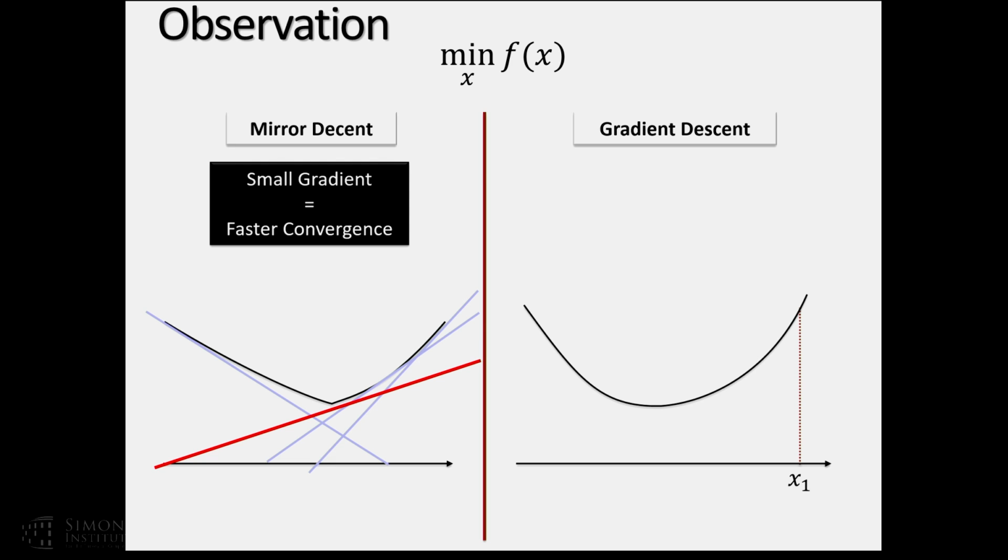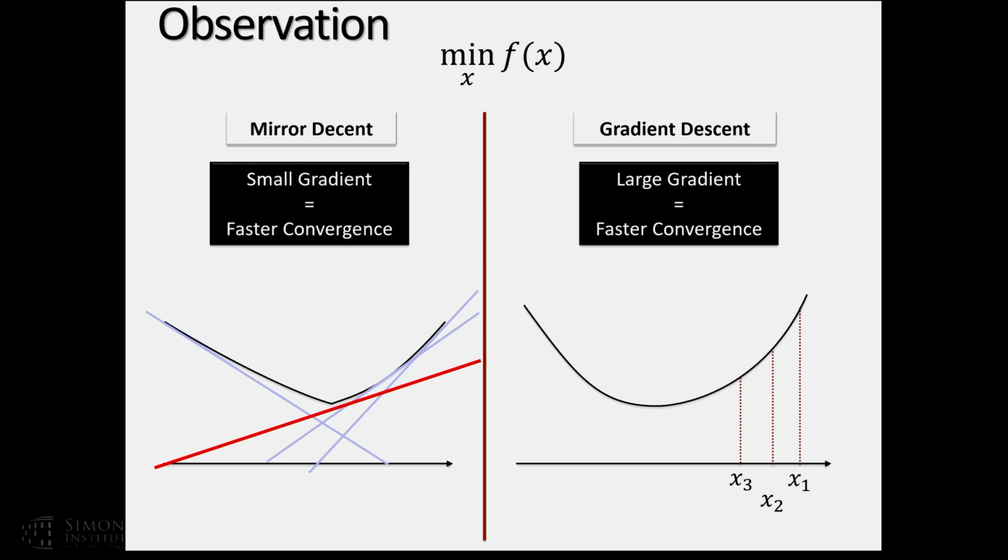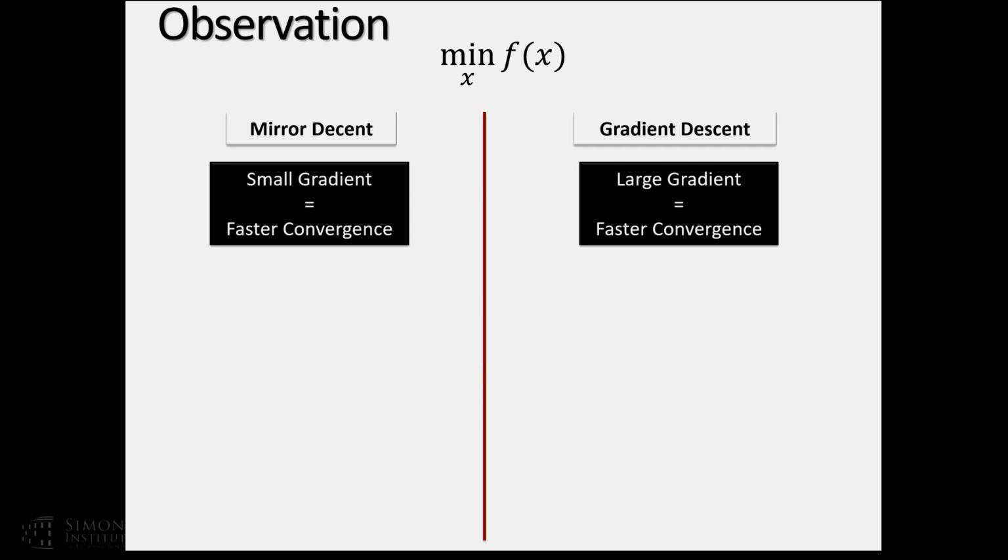This is in contrast to gradient descent, in which the larger the gradient we receive, the more we can decrease the objective value. The smaller it is, the less we can decrease. So large gradient implies faster convergence for gradient descent. Now if you stare at the properties of the two types of methods, the natural question arises: can we combine the analysis of the two to get an even faster algorithm than either one of them alone?